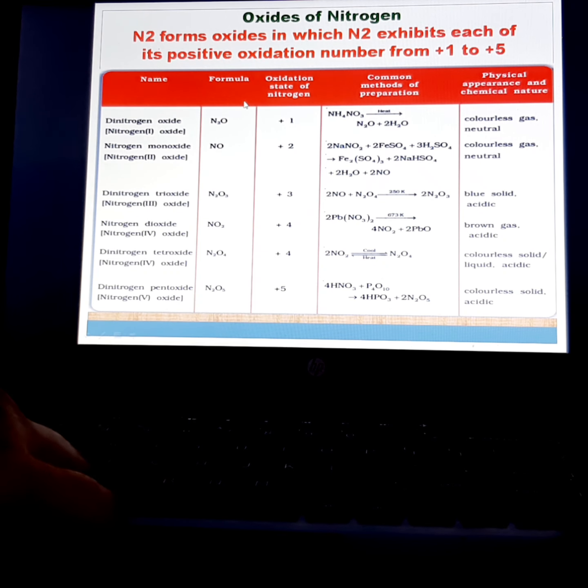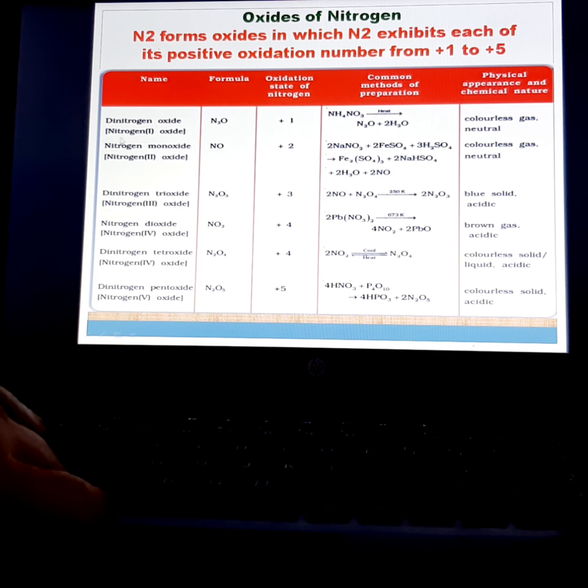Previous class we did the preparation, physical properties and chemical properties of ammonia. Today is the oxides of nitrogen. We know nitrogen has many oxides, and the oxidation number of nitrogen in these oxides varies from +1 to +5. Here we have the name, formula, oxidation state of nitrogen, common methods of preparation, physical appearance and chemical nature. So first we are taking dinitrogen oxide.